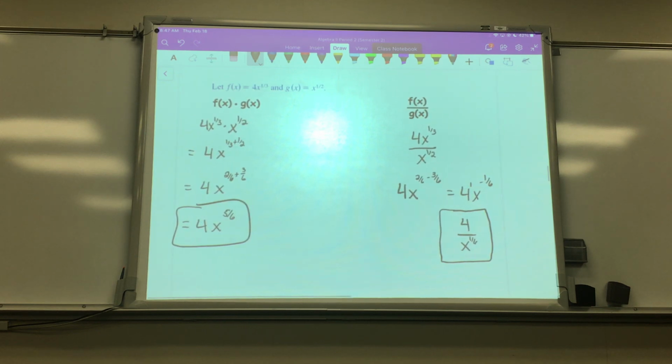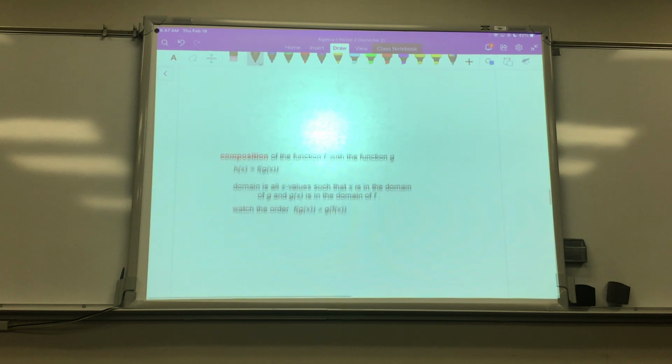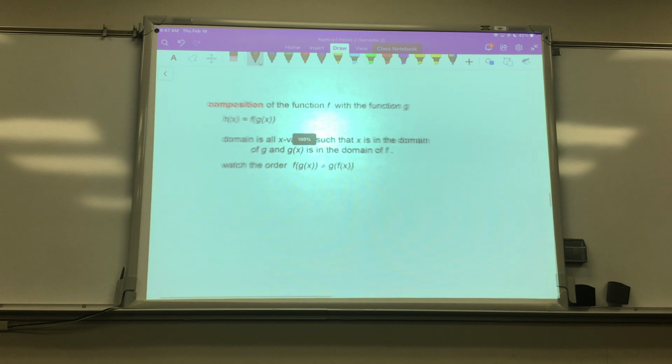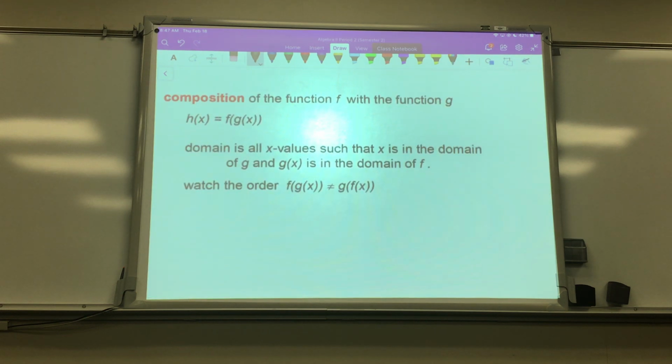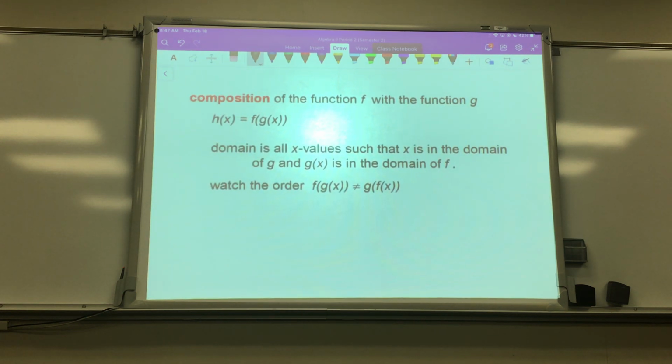Something new that you guys should never have seen, though: composition of functions. Composition of function f with the function g. This is how you will see it: f of g of x.